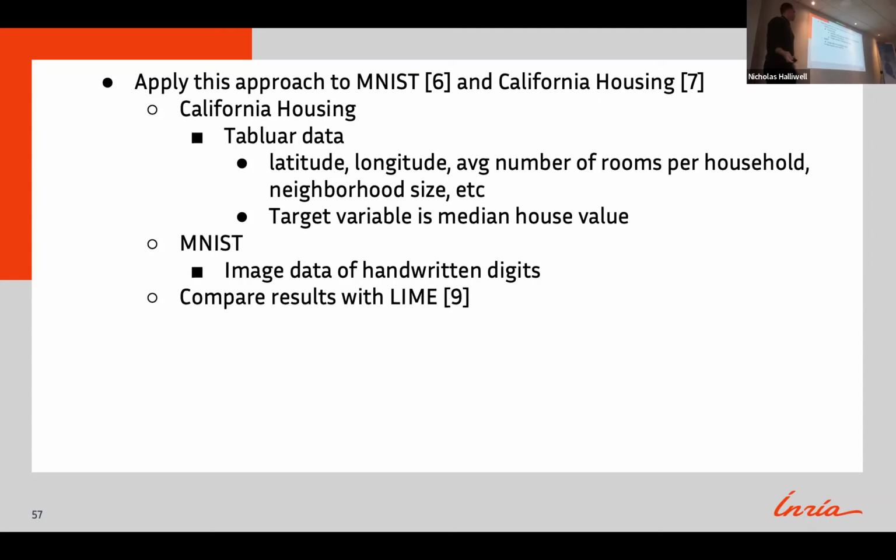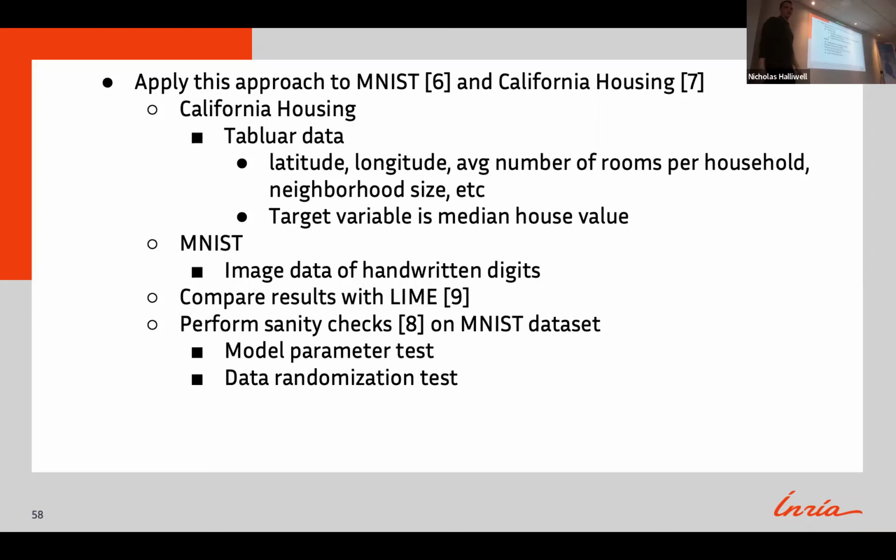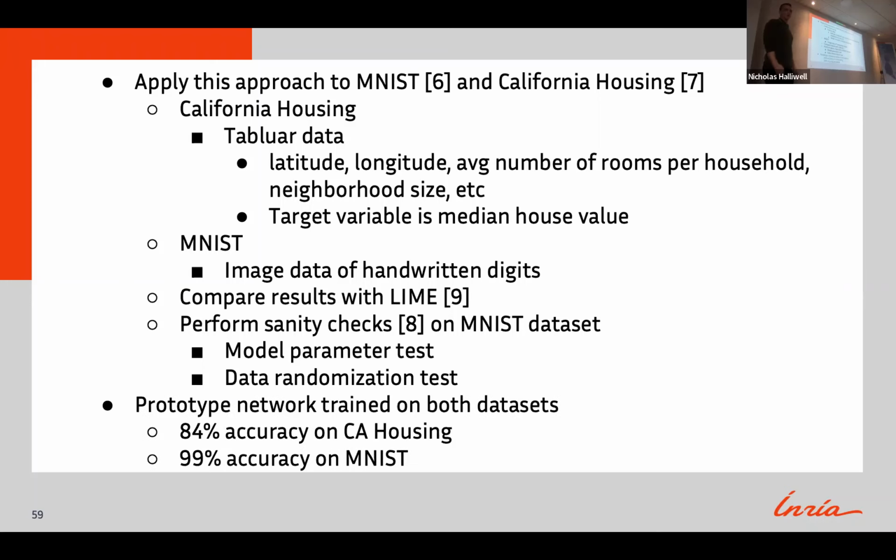We compare our results on both of these data sets with the state-of-the-art method for post-hoc explanations. And then we perform some sanity checks on the MNIST data set. There's some work showing that saliency maps for image data can produce relevant saliency maps when the model's parameters are completely random, and also when the model is trained on random labels. So we perform both of those tests on this approach. We also find high accuracy of the prototype network on both of these data sets.